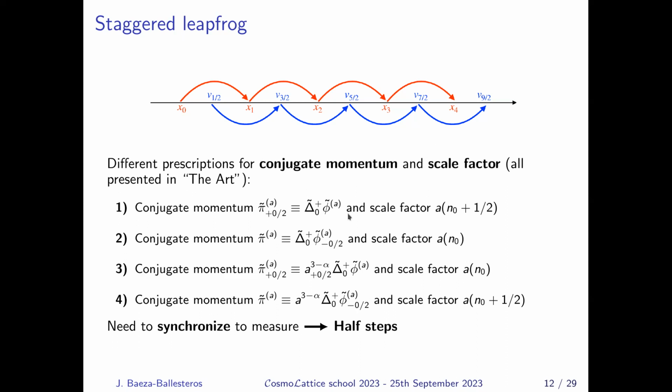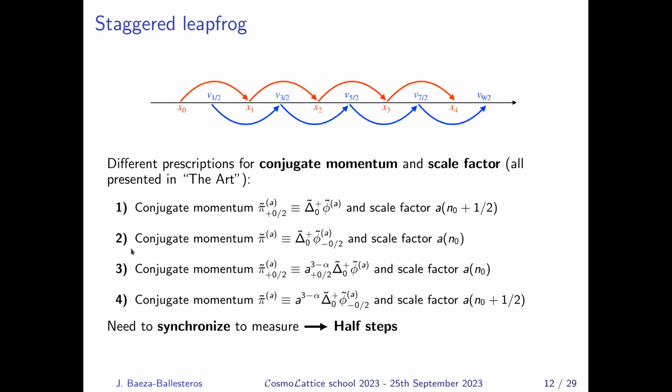The first option would be to define a conjugate momentum, so we are going to evolve two quantities. The first one is going to be the scalar field, defined at integer times. The second one is going to be a conjugate momentum, but there are different ways in which we can define it. The first way is to define it just as the time derivative of the scalar field. And then we have to choose where the scale factor lives, and for this particular choice, it's convenient to choose the scale factor to live also at semi-integer times.